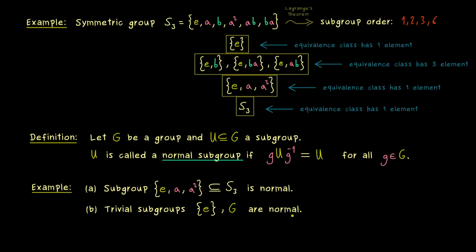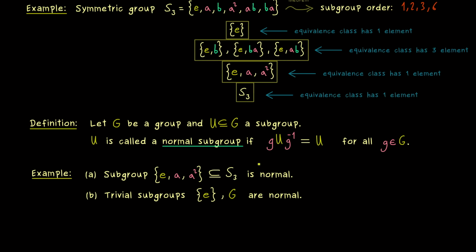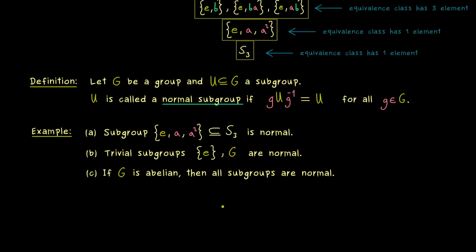Moreover, we also know that this conjugate operation here does not do anything in abelian groups. This means if everything commutes in the group, then all the subgroups are normal. Hence, in abelian groups, the term normal is not really needed.